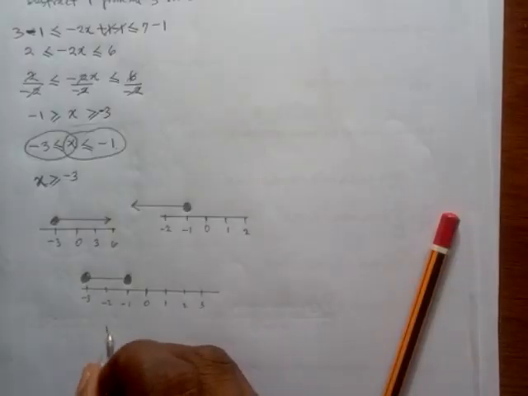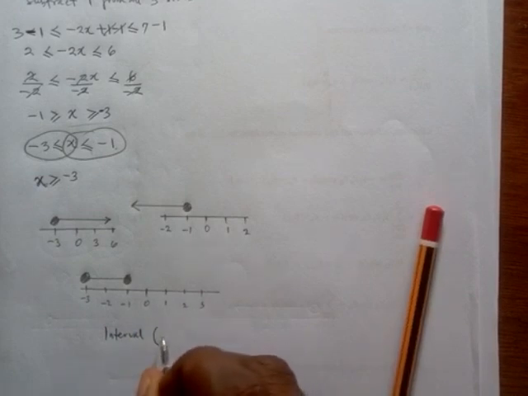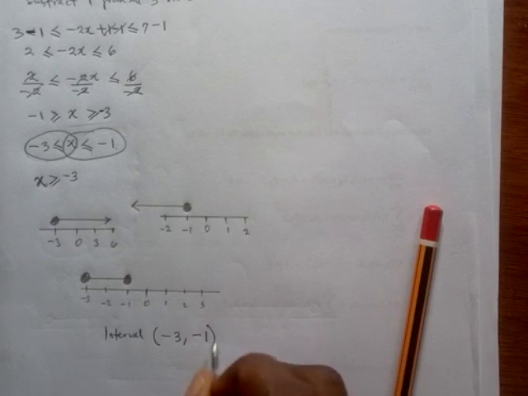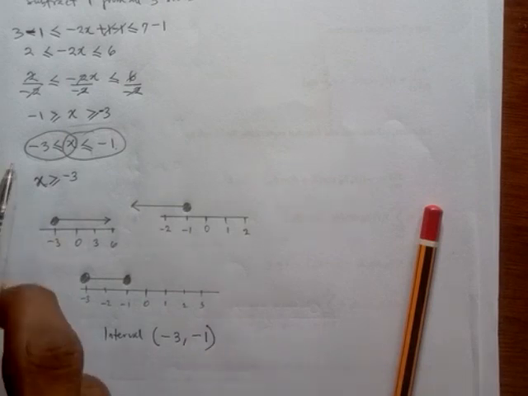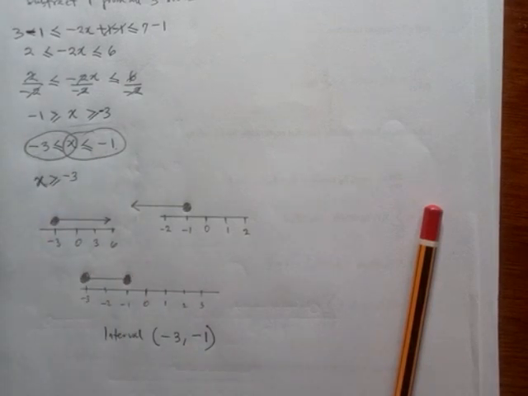So the interval for this will be minus 3, comma, minus 1. That will be the interval.